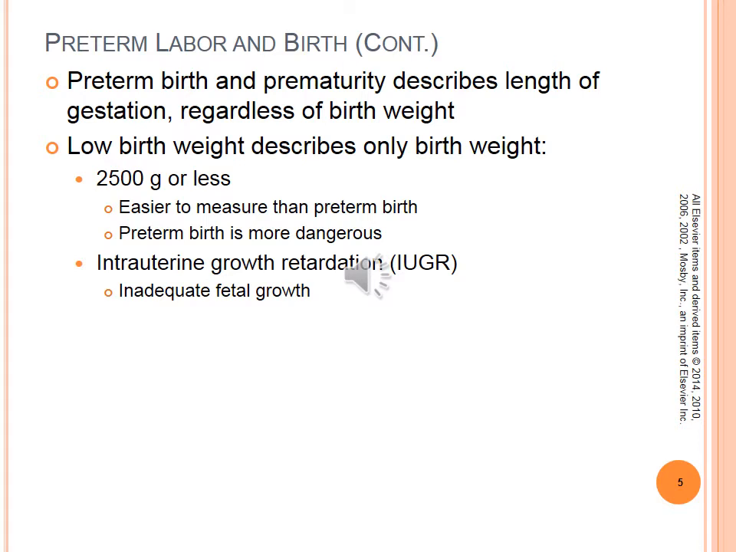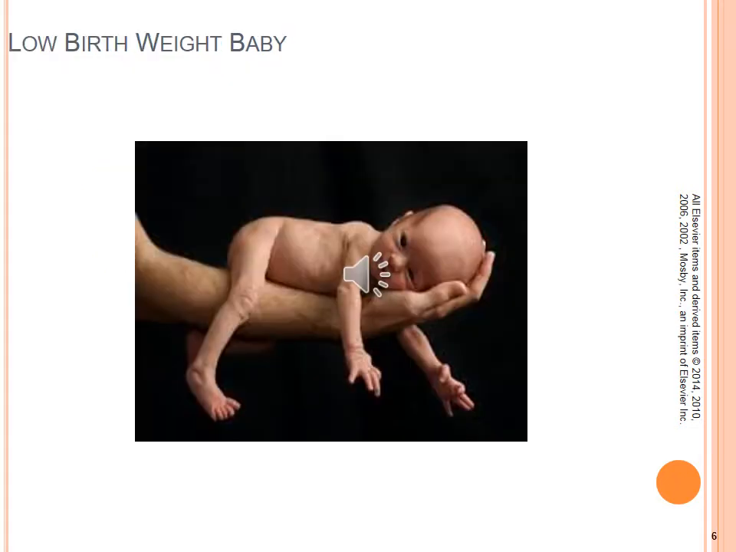Preterm birth and prematurity describe length of gestation regardless of birth weight. Low birth weight describes only the birth weight, 2,500 grams or less. It's easier to measure than preterm birth, but preterm birth is more dangerous. Intrauterine growth retardation is inadequate fetal growth. This is a picture depicting a low birth weight baby.